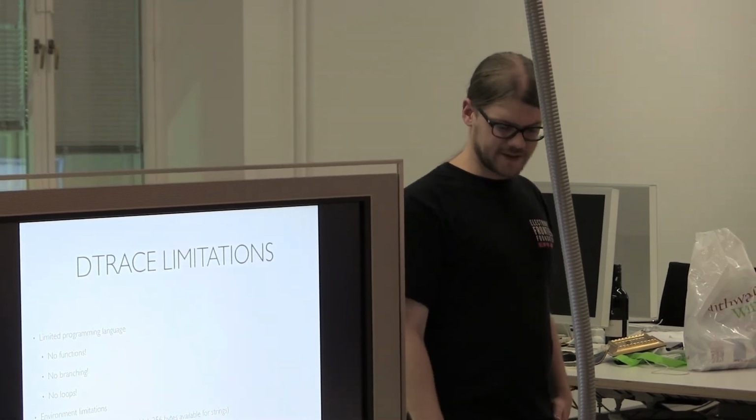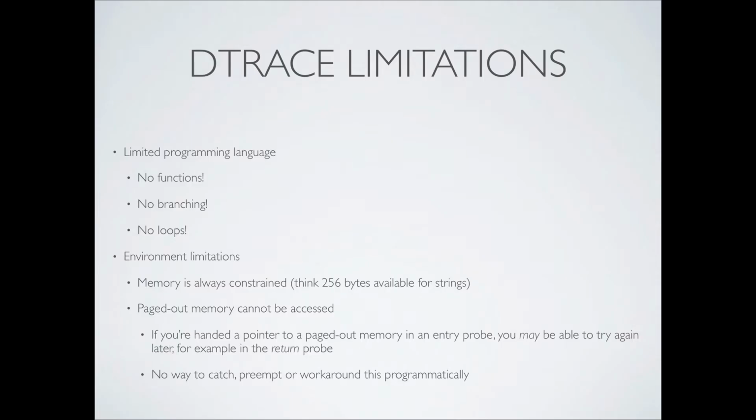But you have some other limitations also in DTrace. The programming language has no functions, no branching, no loops, so you'll have to do tricks like chaining of probes and things like that. And you have a very limited amount of memory for your own variables. You have about 256 bytes for strings. After that, it starts to discard stuff.